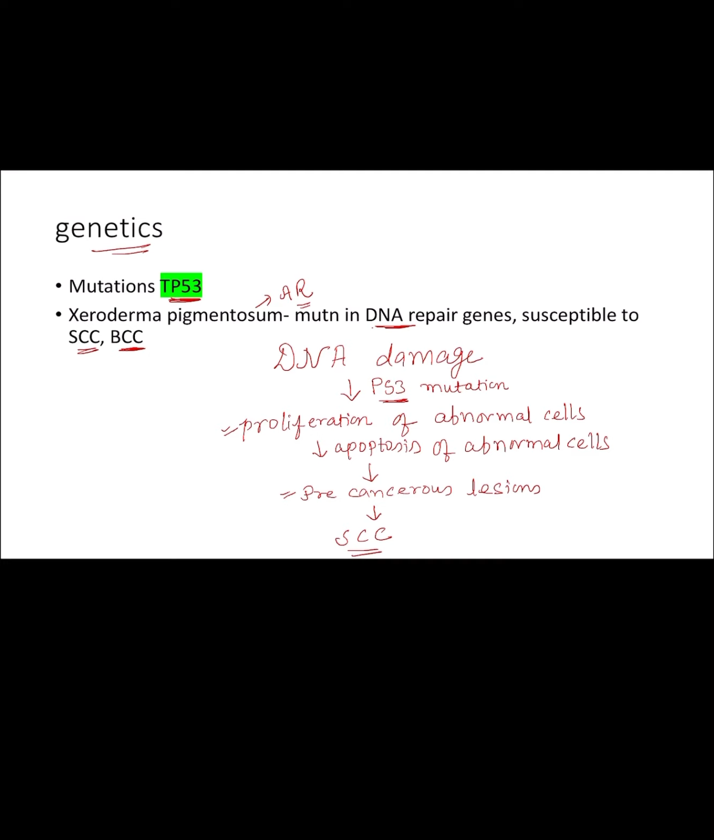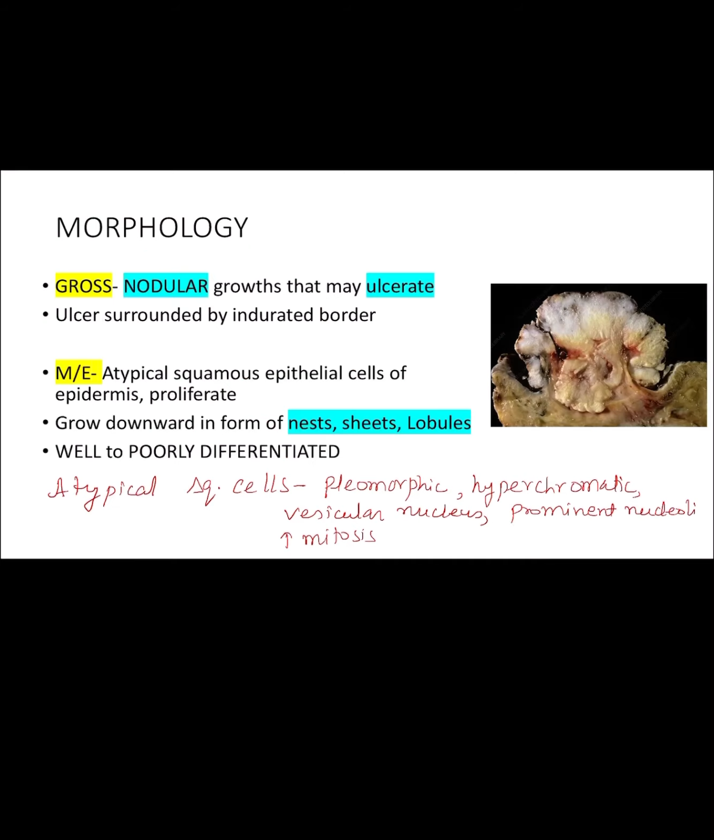So you need to remember these genetic conditions as well. One is mutation of TP53 and second is xeroderma pigmentosum. Next we come to the important part, that is morphology.